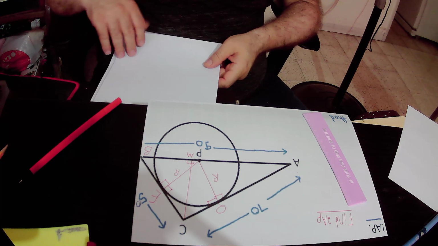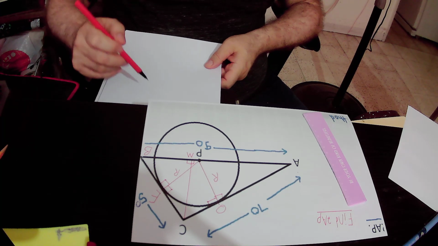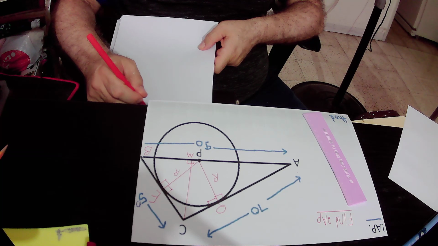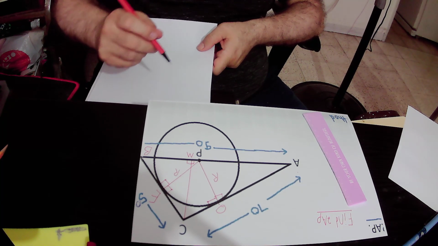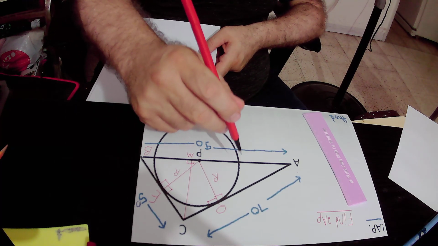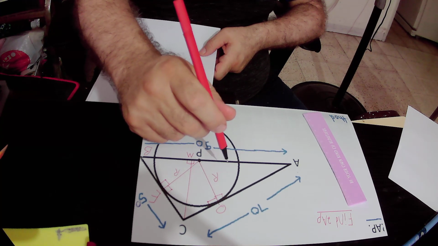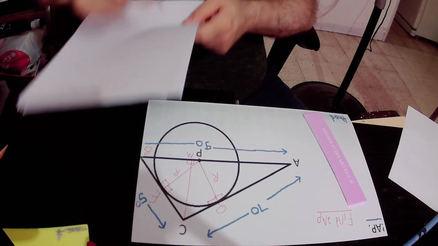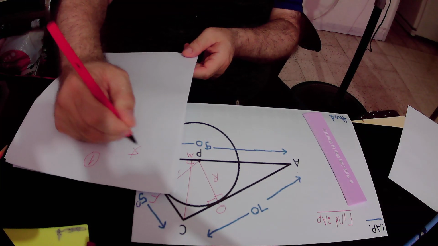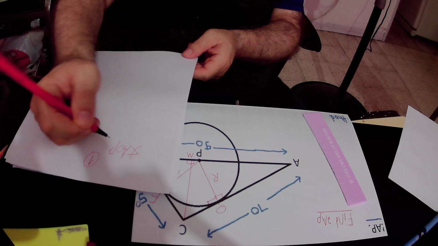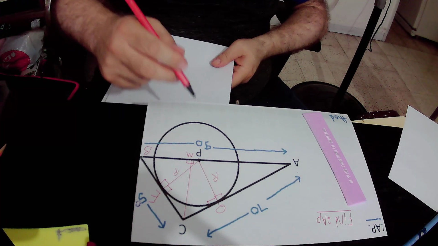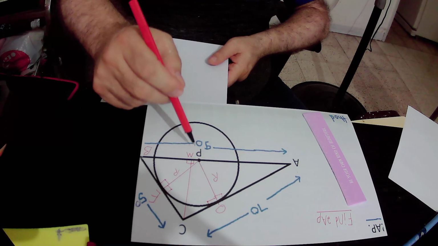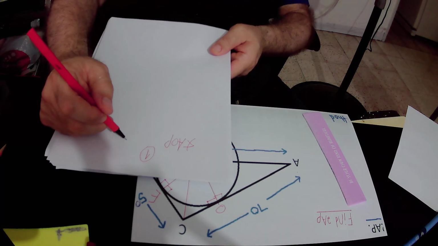Now we will focus on two triangles. The first triangle will be triangle AOP, and the second triangle will be ACM.